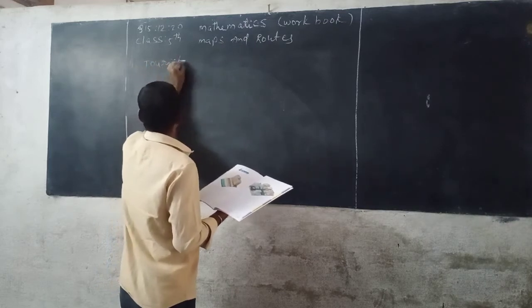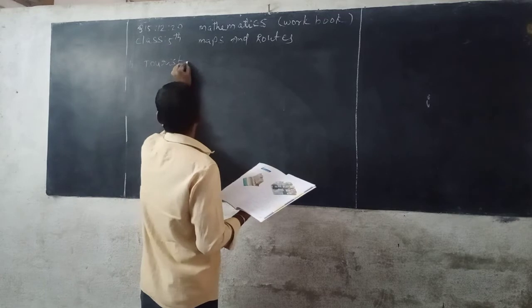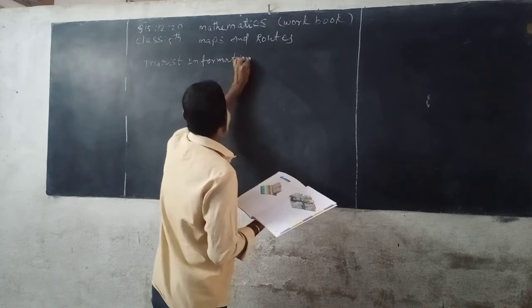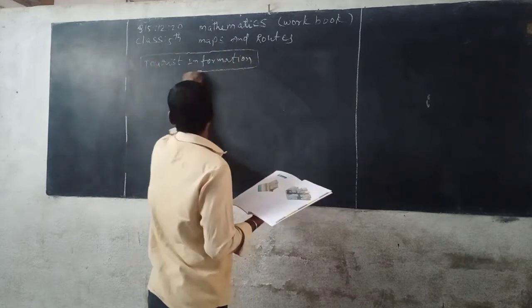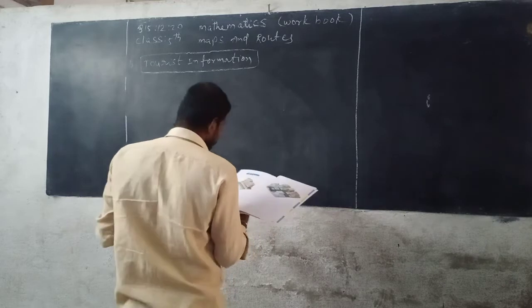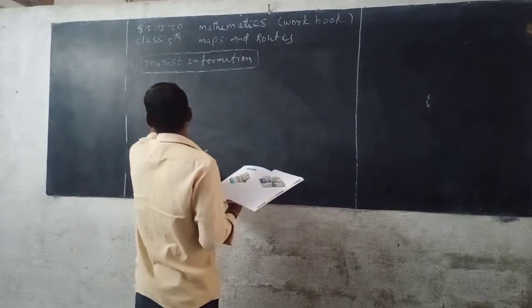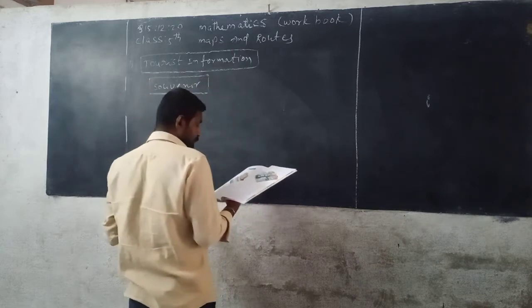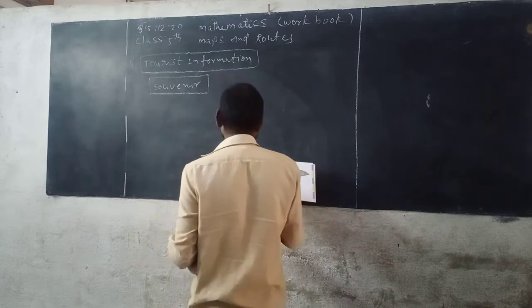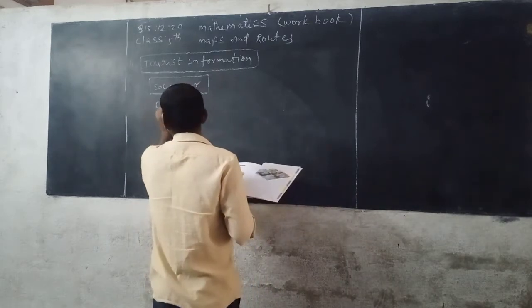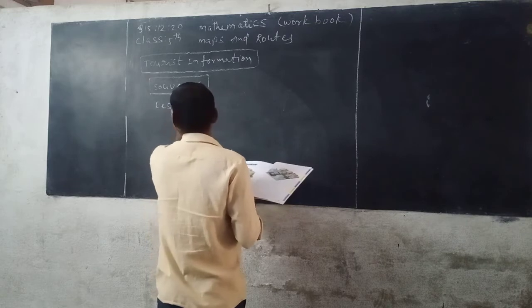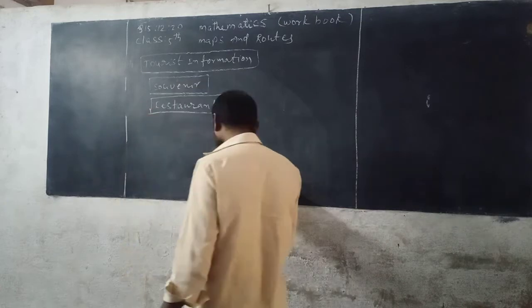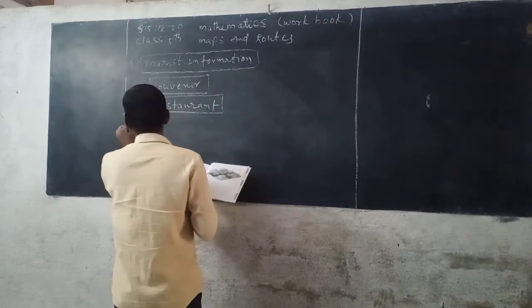First one, this is the building name, tourist information. Next, second one, seven air. Write down everybody. Now third box, restaurant.